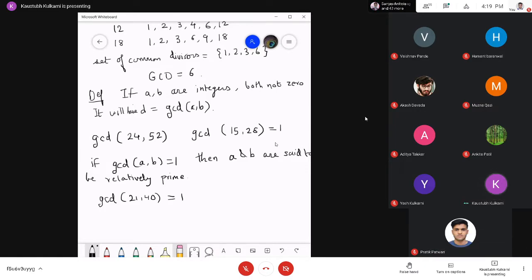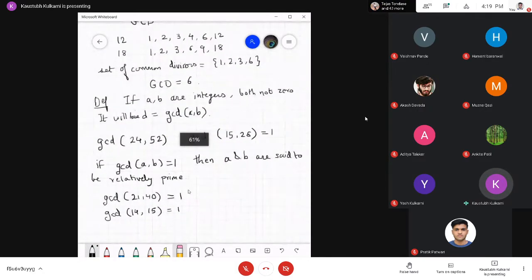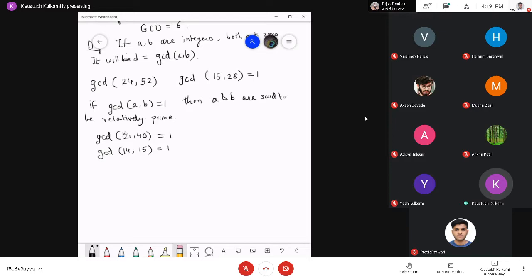Now there is an interesting result. If you take any two consecutive numbers, say for example the GCD of 14 and 15, you will find that their GCD is always 1. They are always relatively prime. That is just an observation, but it is not very important right now. The definition of relatively prime is important.